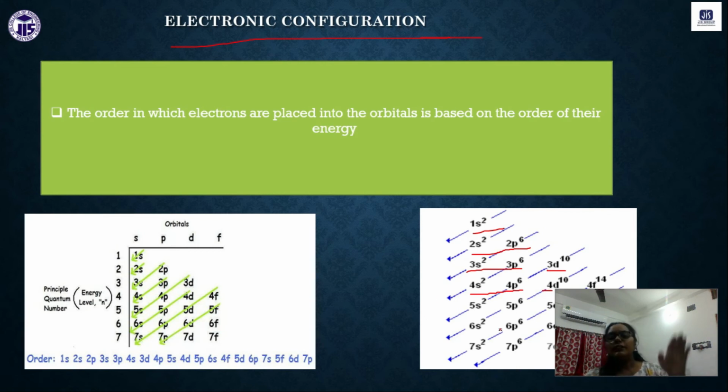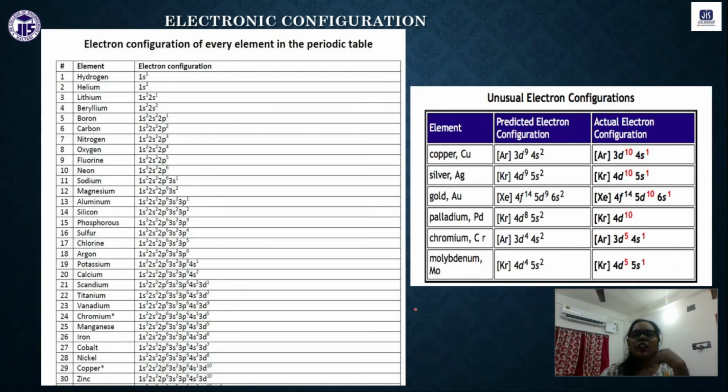Okay, so these 3 rules you have to keep in your mind while you are writing the electronic configuration. These are some of the electronic configurations. You have to check very well. If you know the atomic number, then it's very easy to write down the electronic configuration.